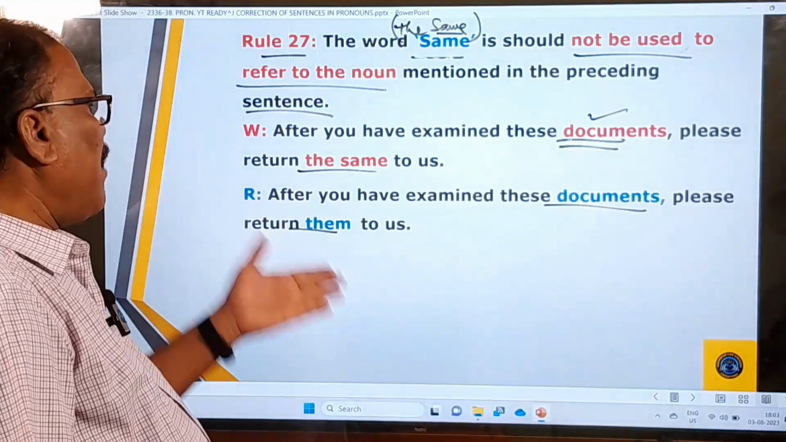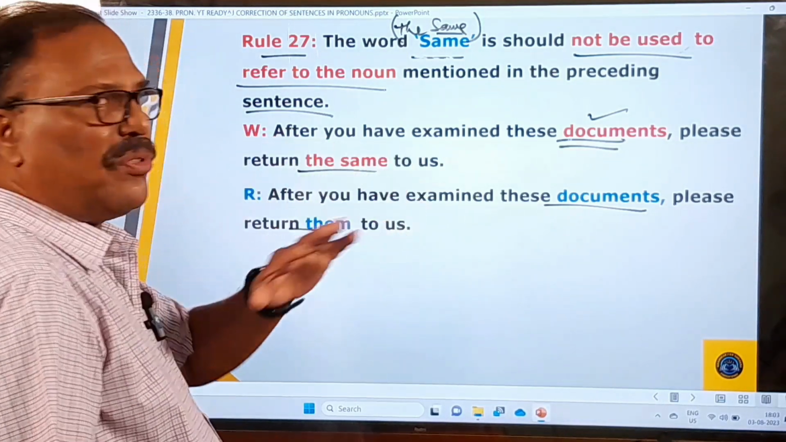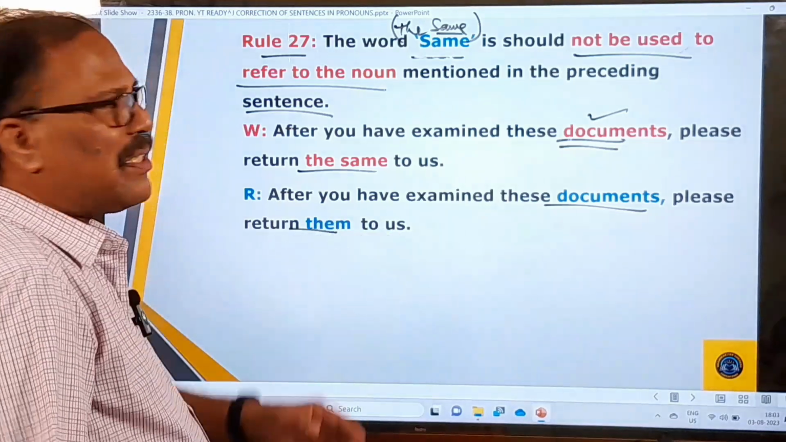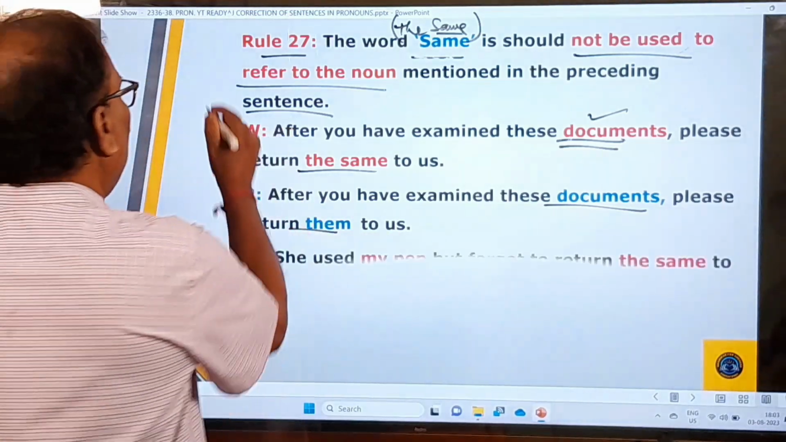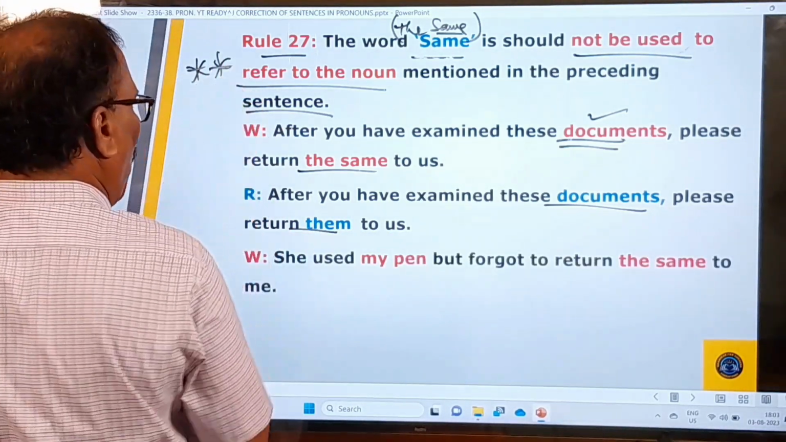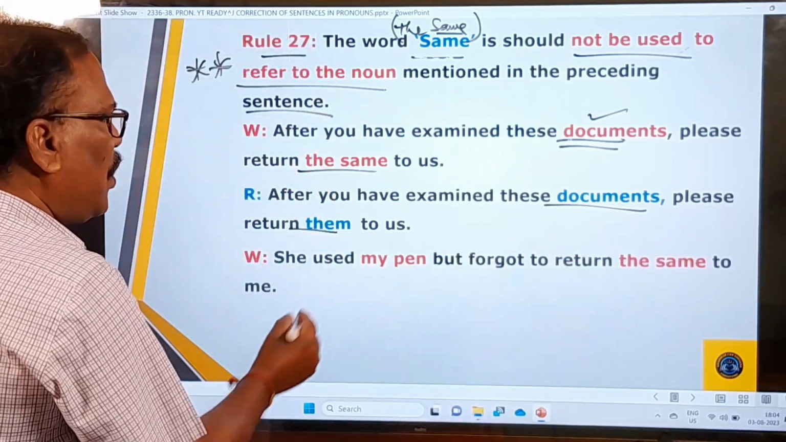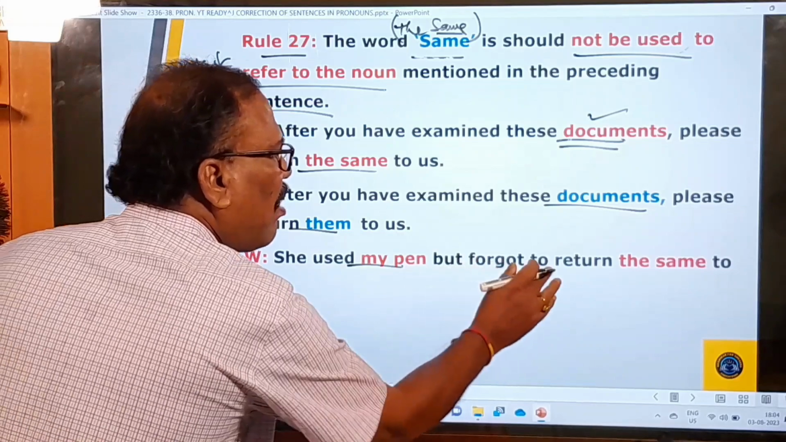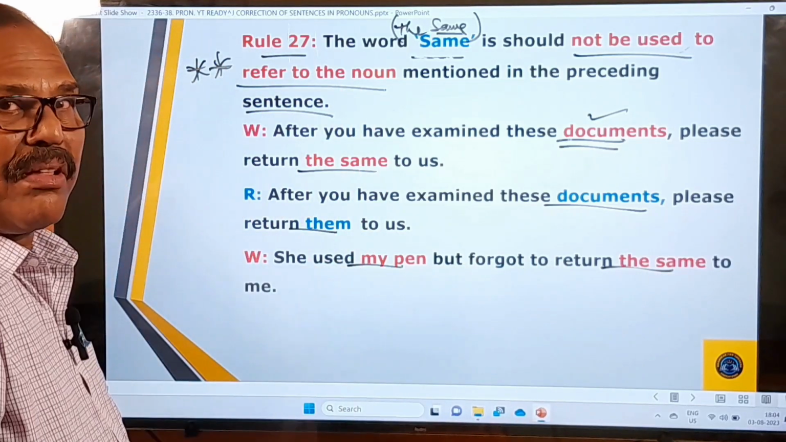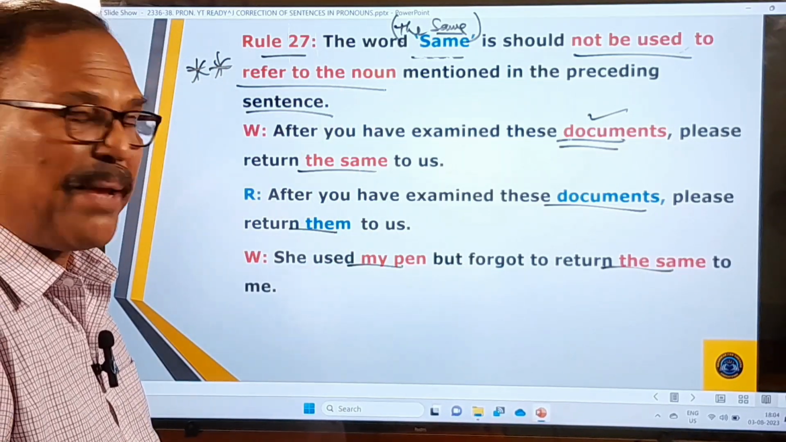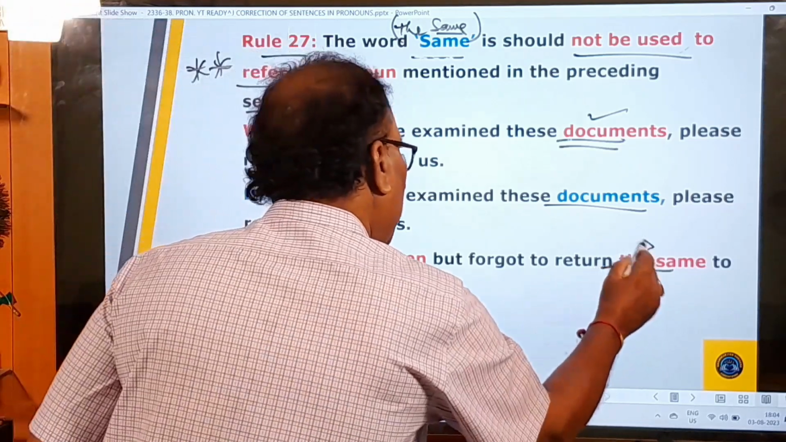"Please return the same to me." "Please return the same to us." Don't say like that. Please return them to us. You have to say that. Right. This is also very important, double star marked. "She used my pen but forgot to return the same to me." She used my pen, okay, but forgot to return the same. Why are you using this word "same"? You are using this "same" instead of this pen.